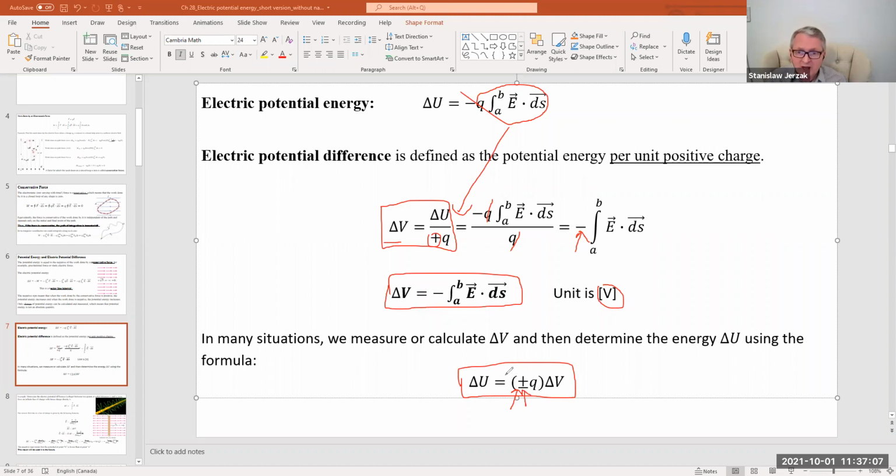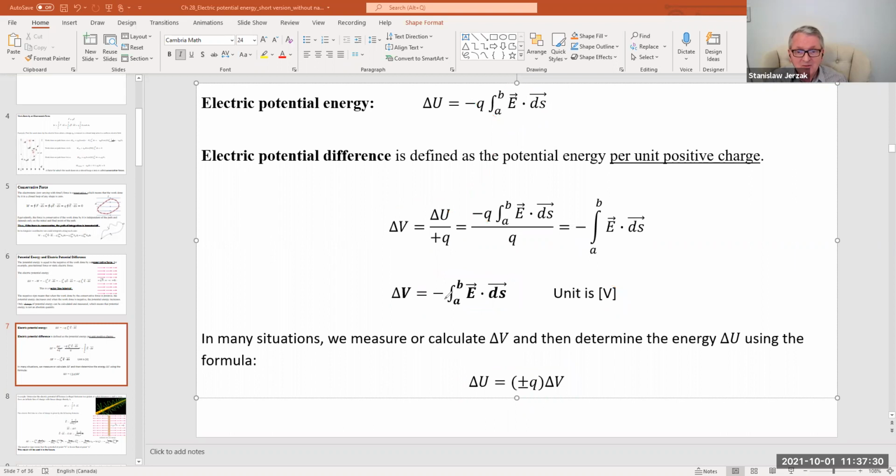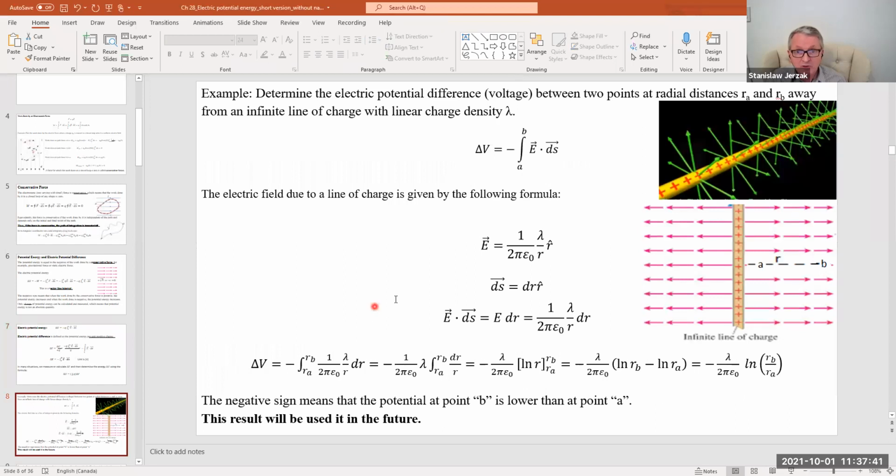All of these things were done in Physics 1801, and we did practice. We spent quite a lot of time on electric potential energy and electric potential difference there. Any questions so far about this slide? Hopefully everything is clear. Let us now calculate the electric potential difference between two points A and B in different electric fields.